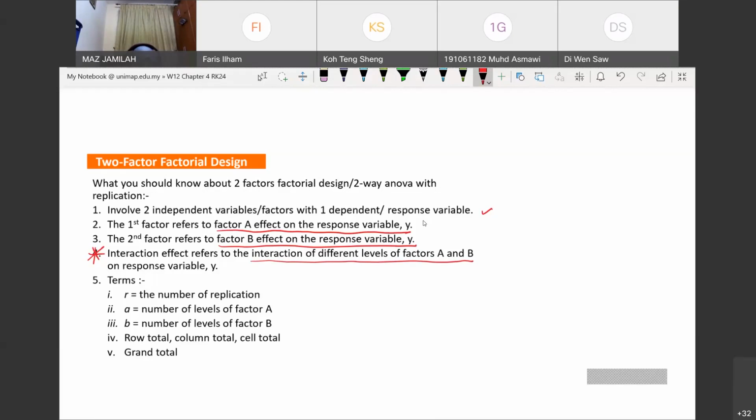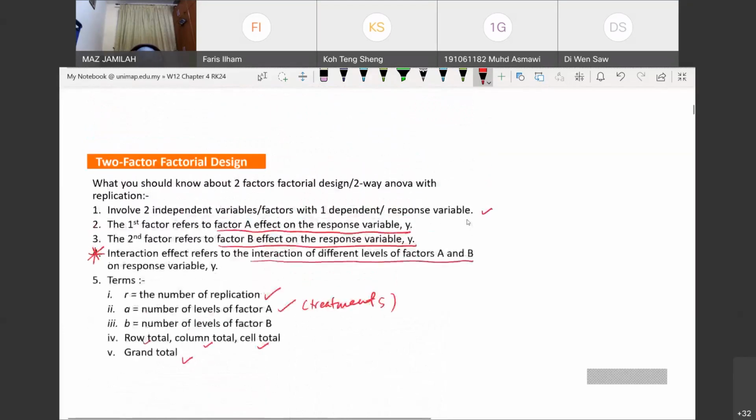Among other things that we have in addition for two-way ANOVA with replication is the number of replications, known as r; the number of levels of factor A, which last time we called treatments, for factor A; and b, small b, is the number of levels of factor B, the treatments of factor B. And then we can also have the row total, the column total, the cell total, and finally the grand total. What are all these? We will see later.